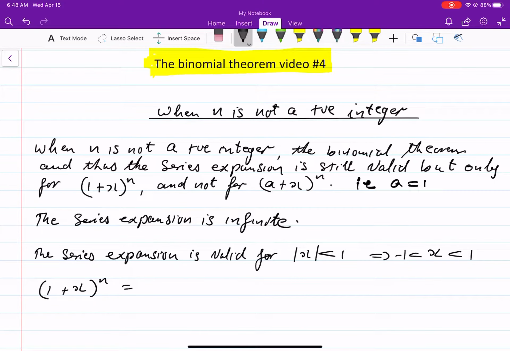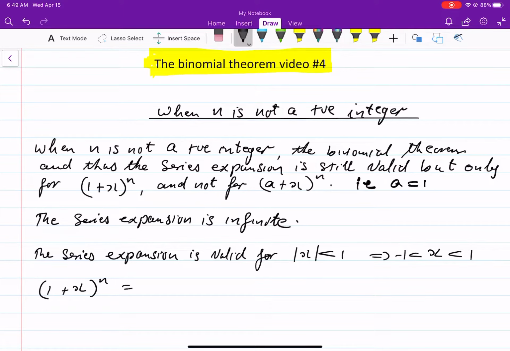When n is not a positive integer, the binomial theorem, and thus the series expansion, is still valid, but it's only valid for 1 plus x to the n and not a plus x to the n. A must be 1. That's the first main point. You can only use the binomial theorem to expand 1 plus x to the n when n is not a positive integer. The next main point here: the series expansion is infinite.